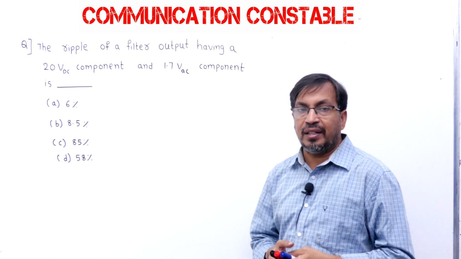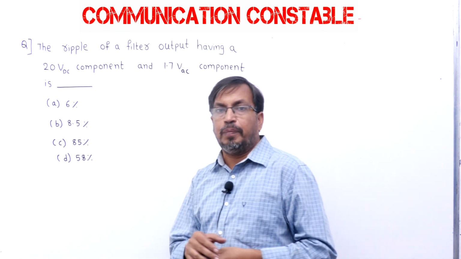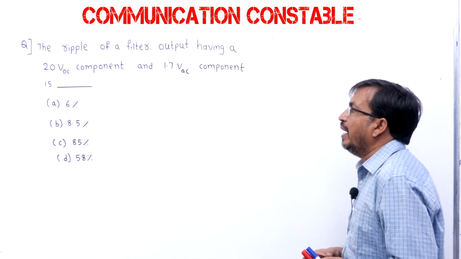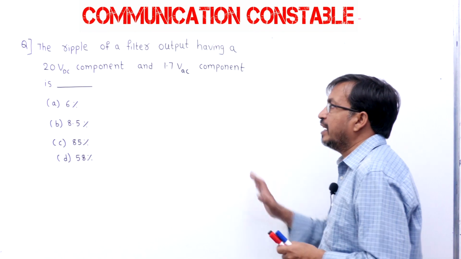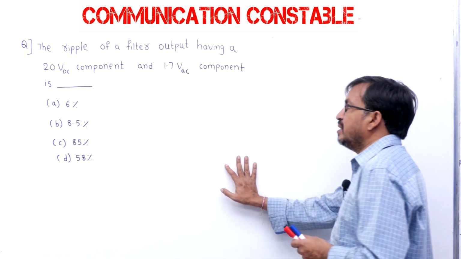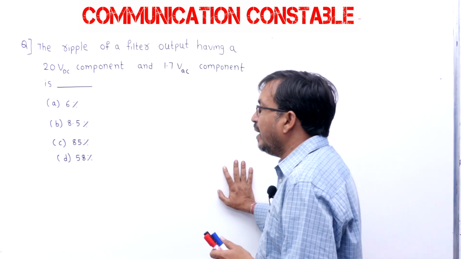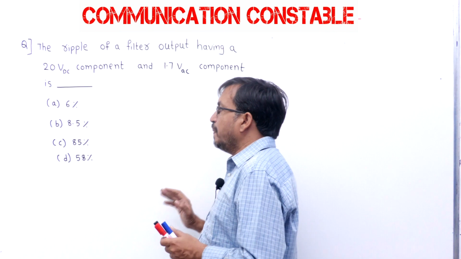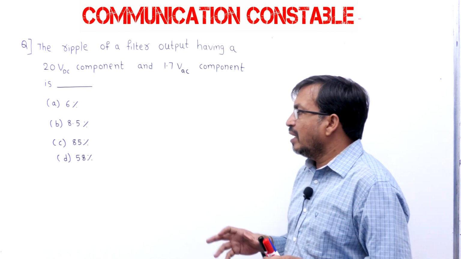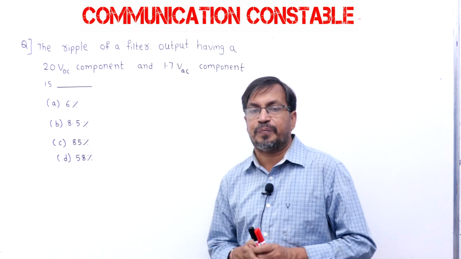This is the next question. This question is related to the regulated power supply topic. The ripple of a filter output having a 20 volts DC component and a 1.7 volts AC component is: option A 6%, option B 8.5%, option C 85%, option D 58%.